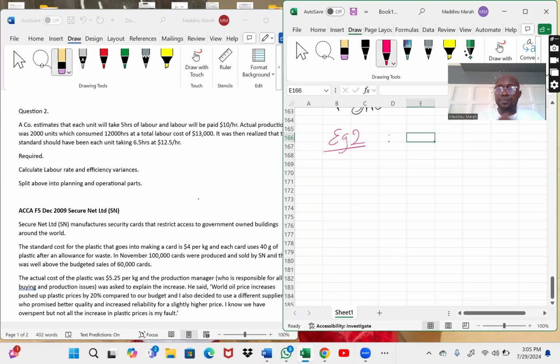Example 2. So we are asked to calculate labor rate and labor efficiency variance. Labor rate and efficiency are basic variances as well from our management accounting. We bring those variances into play.